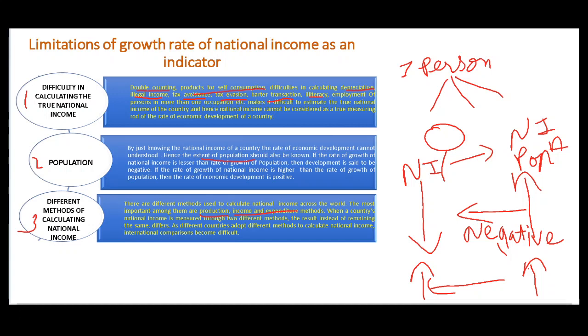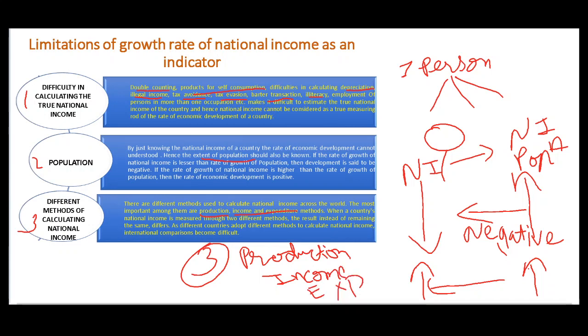Now, there are total 3 methods, that is production. On the basis of production, you can calculate national income. On the basis of income, you can calculate national income, and on the basis of expenditure, you can calculate national income. Now all the countries are adopting their own method, and if we are comparing with a different method, then the result obtained will be different. So it is one of the limitations of growth of national income as an indicator.